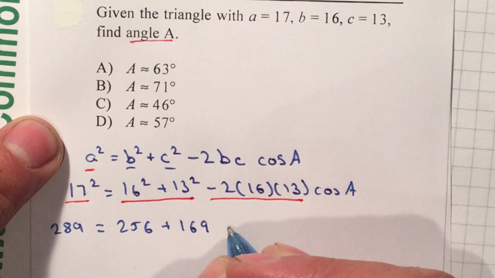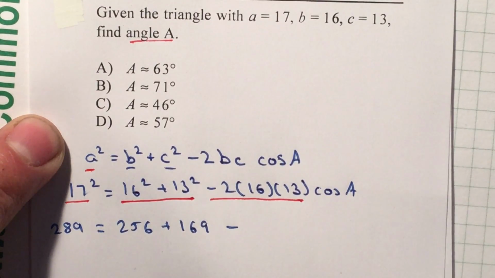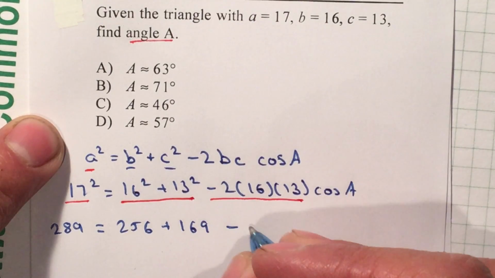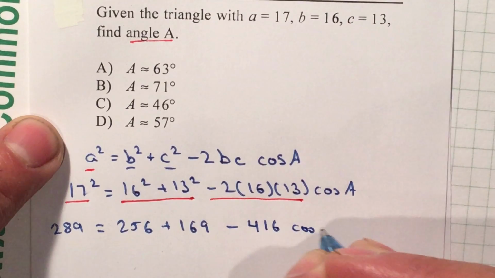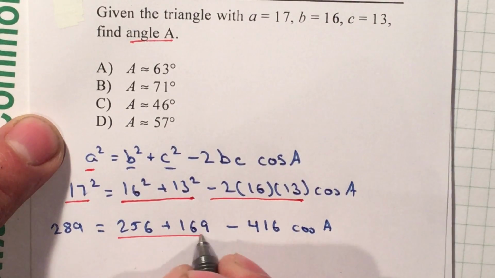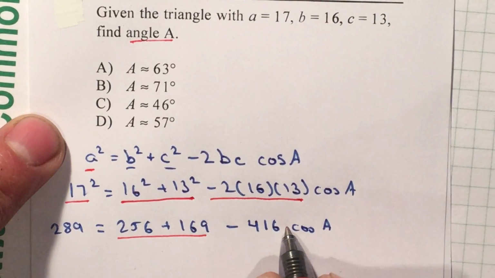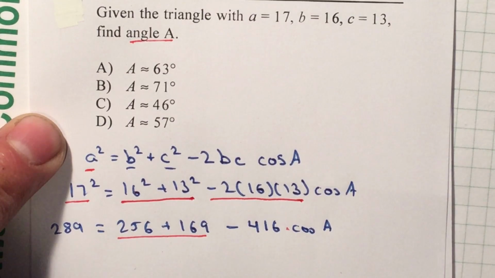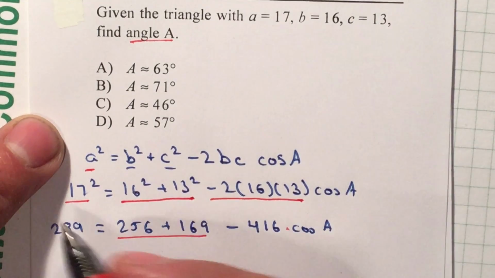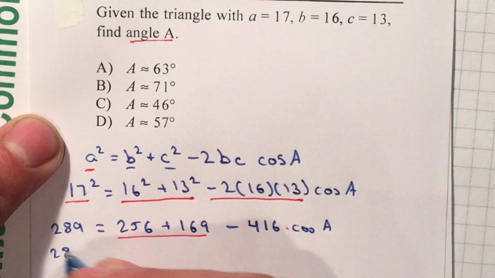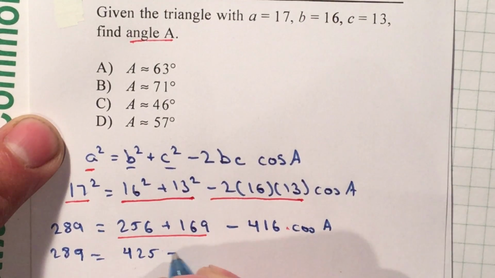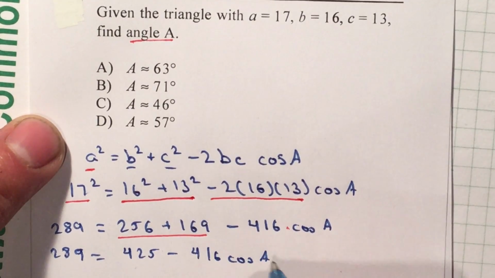13 squared is 169, minus 2 times 16 times 13, which will be 416, and the cosine of A. As I mentioned, I can combine those 2 numbers, but you can't subtract the 416 because the 416 and the cosine are multiplying. So 256 plus 169 is 425. So it gives me 289 equal to 425 minus 416 cosine of A.